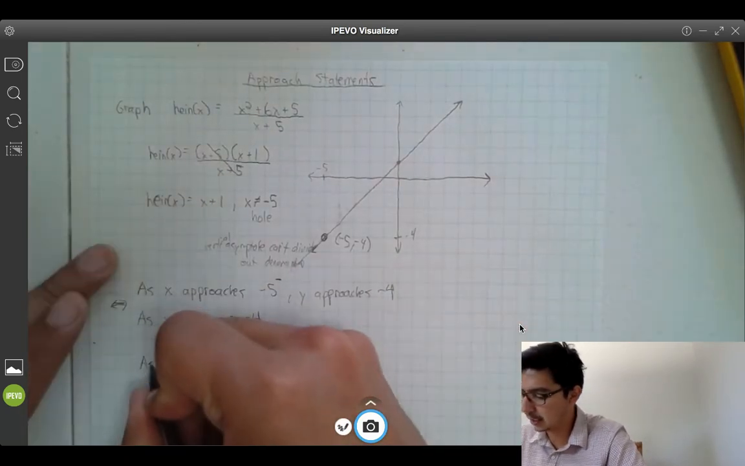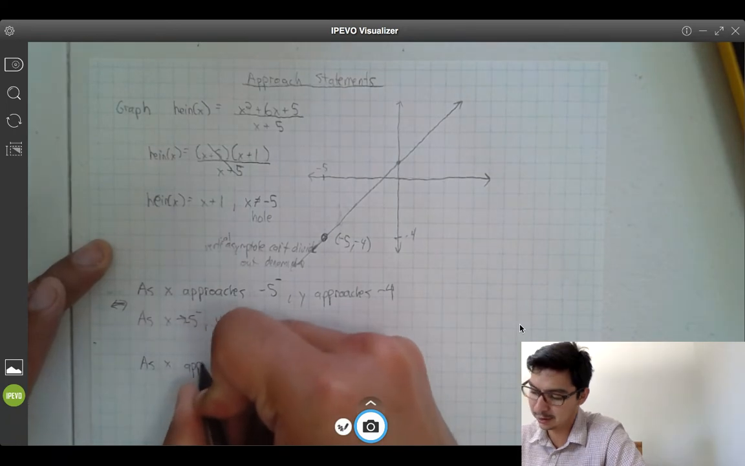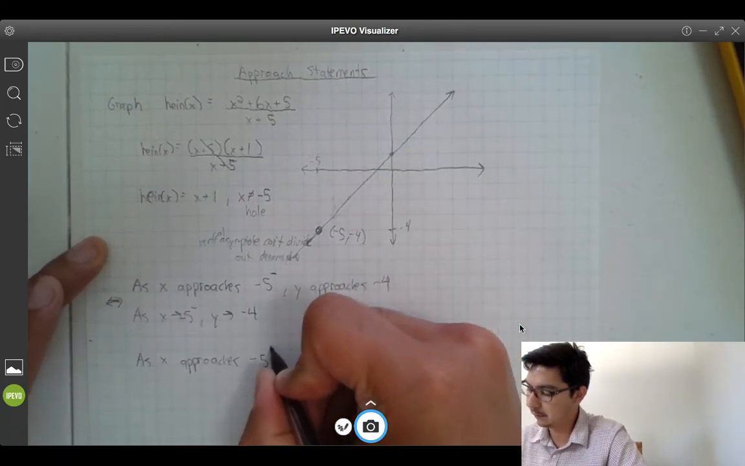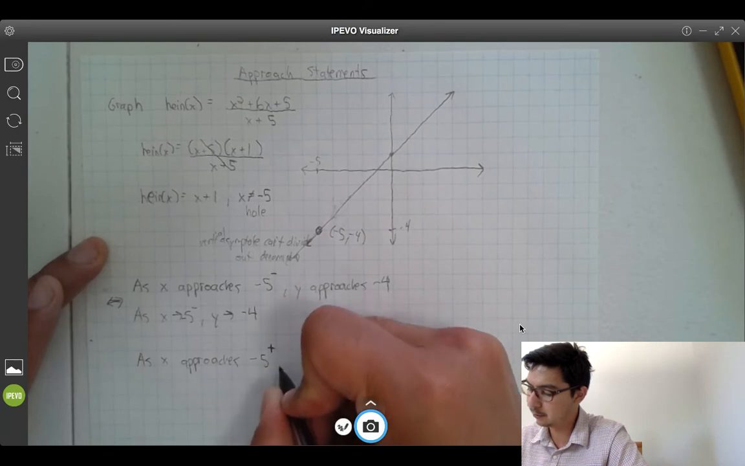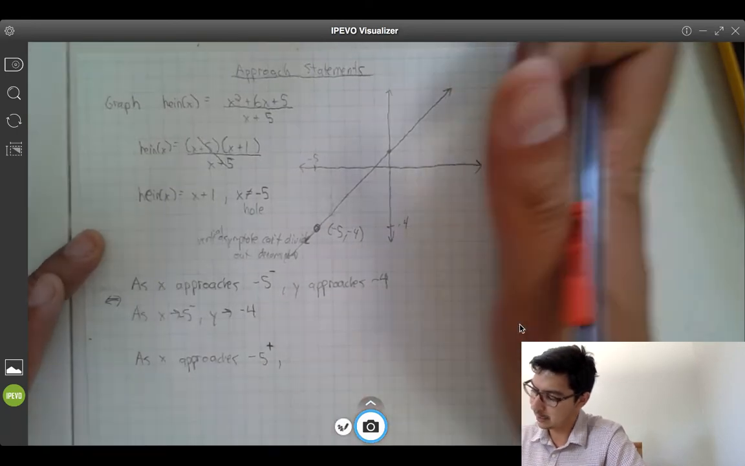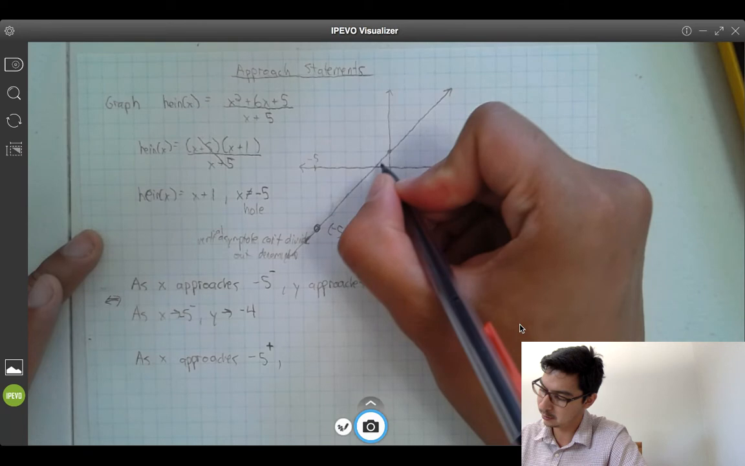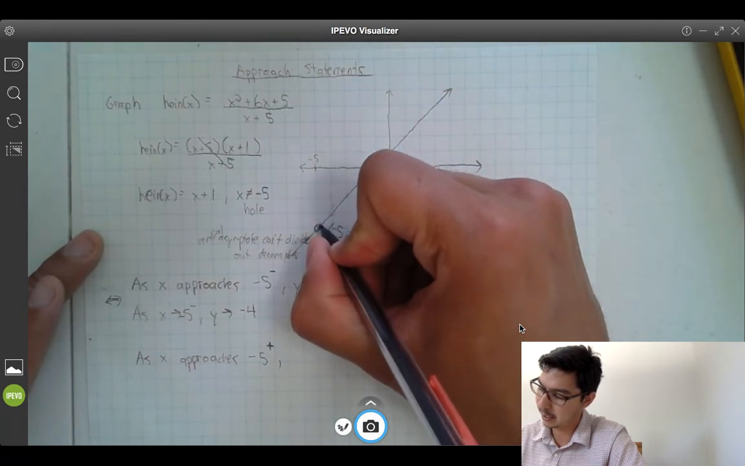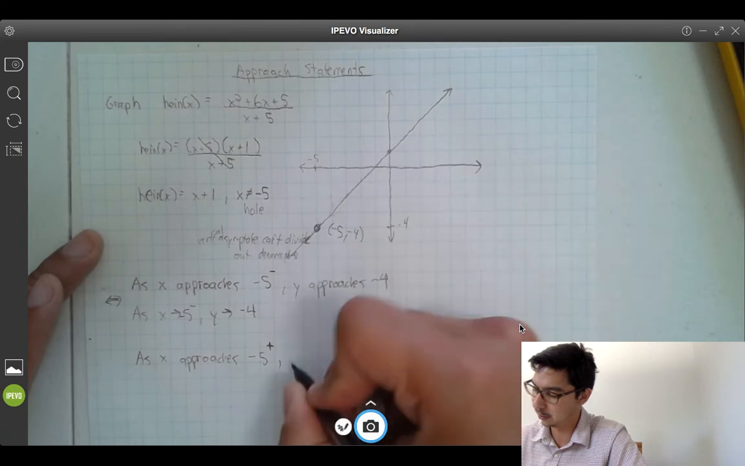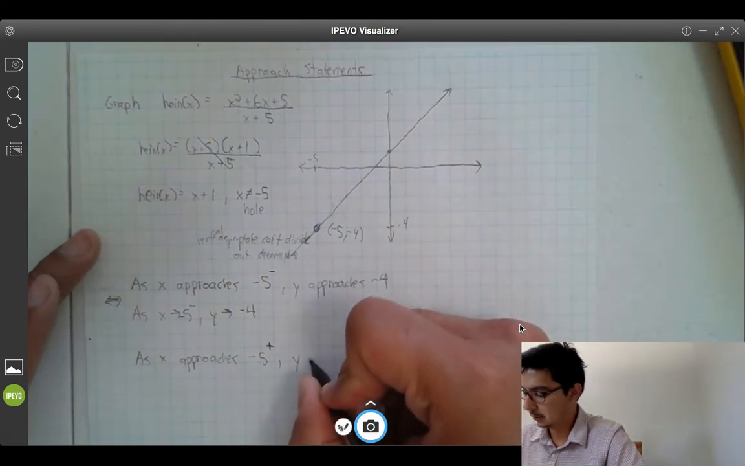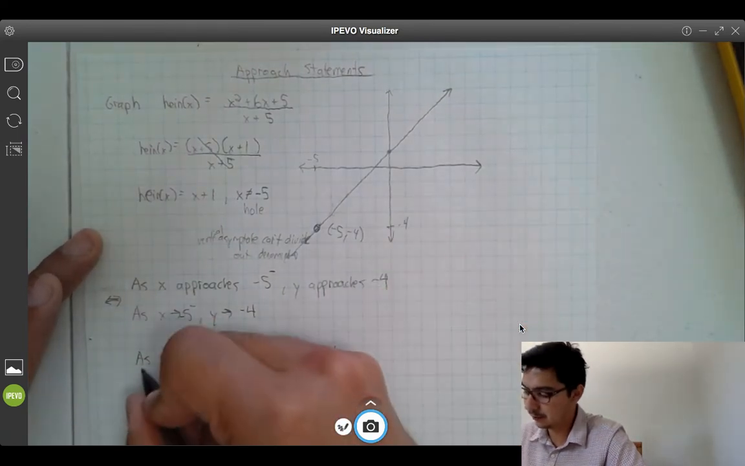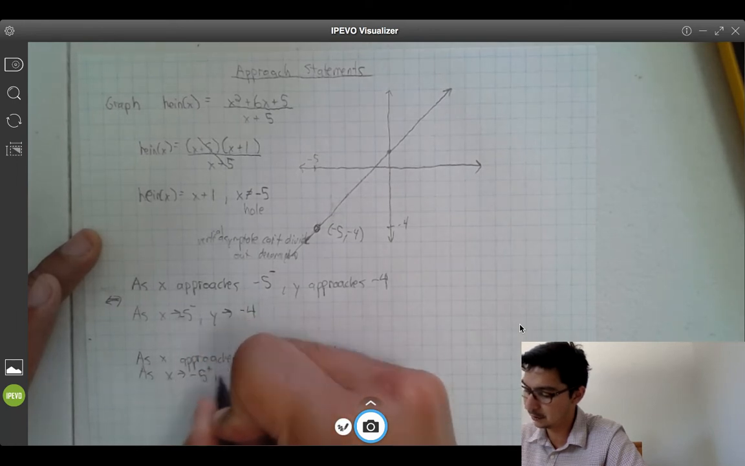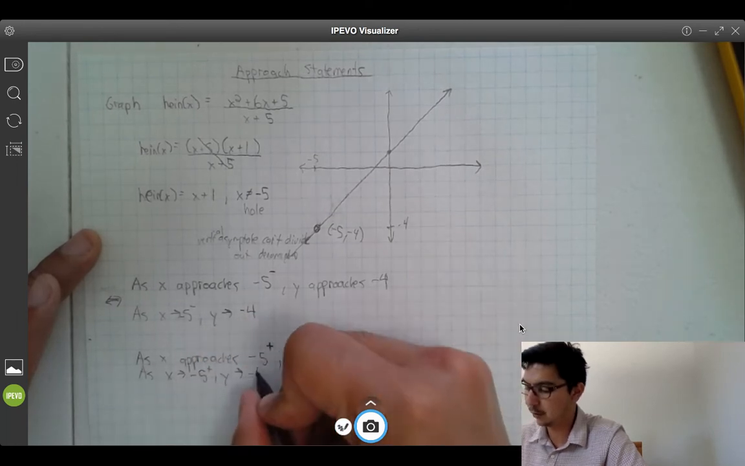You could say as x approaches, because again, there are no questions here guiding us on what to say, I'm just going over some stuff, -5 from the right. So from my right-hand side, as I'm on the function approaching -5, which is here, well, where am I at when I get here? -4 too. So y approaches -4. I should not have used letters. I should have said x approaches -5 from the right, y approaches -4.